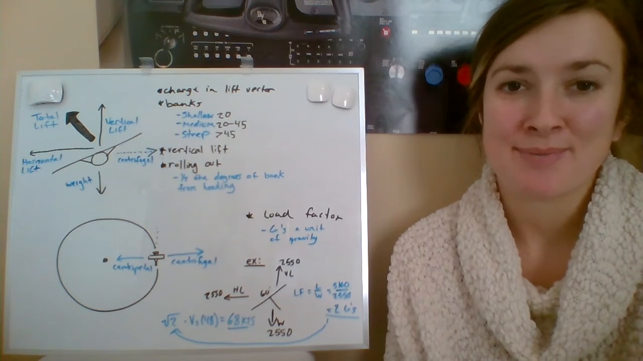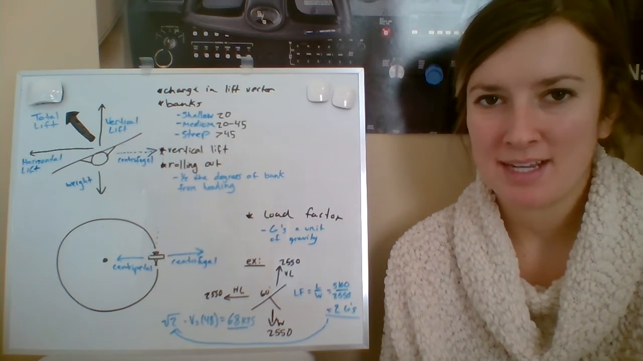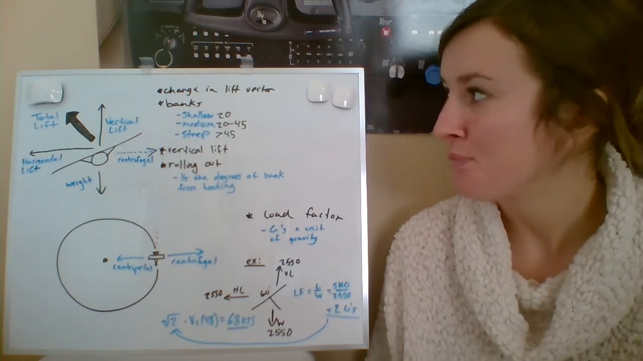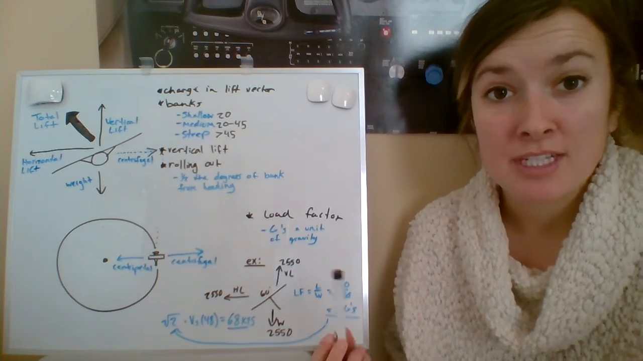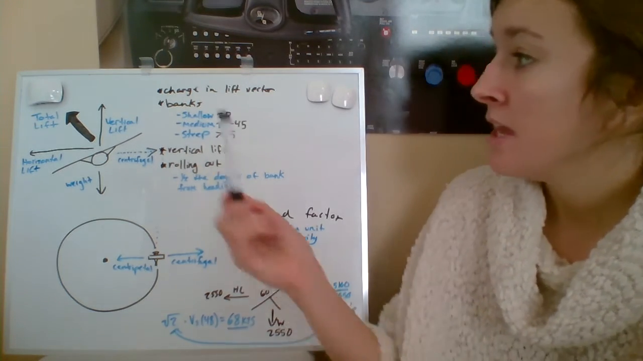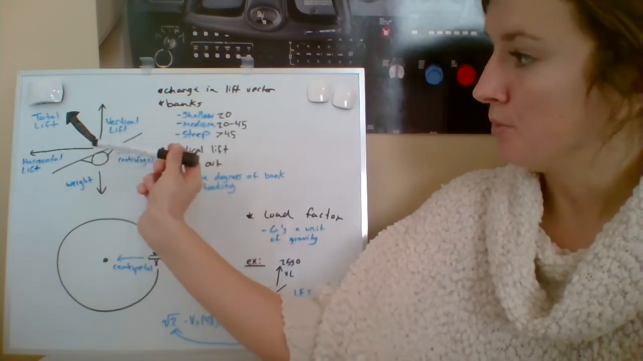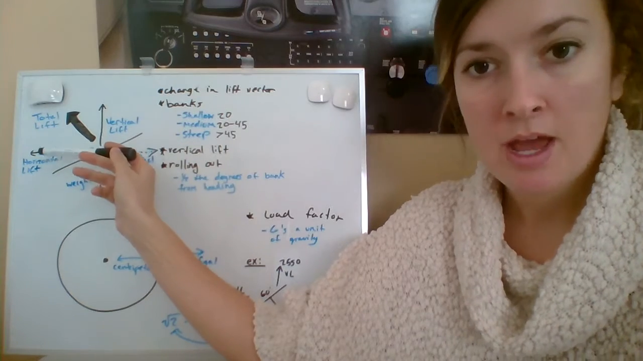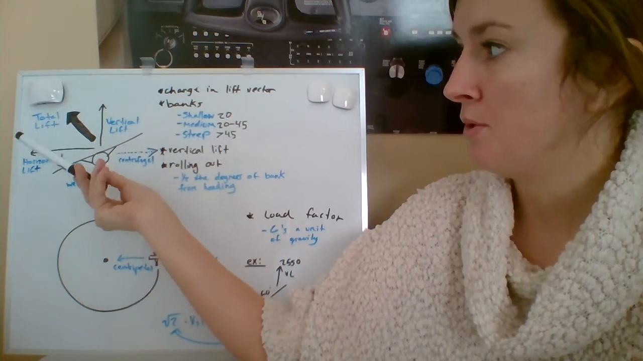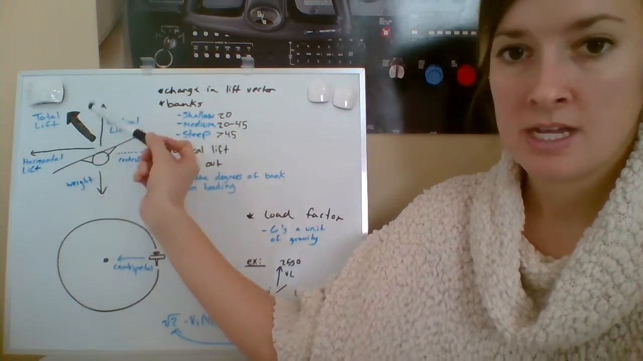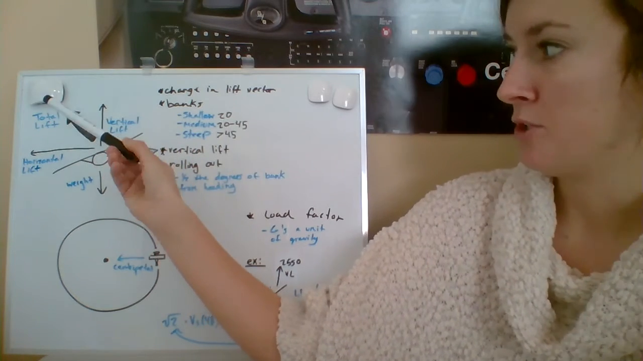My name is Sarah and we're going to be talking about forces acting on an airplane while we're in a turn. So essentially a turn is the change in lift vectors, and so we did have solely vertical lift, but now that we're turning we also have horizontal lift acting on the aircraft, and so these two components of lift give us a total lift vector.